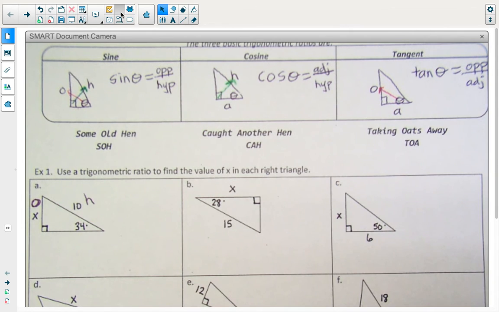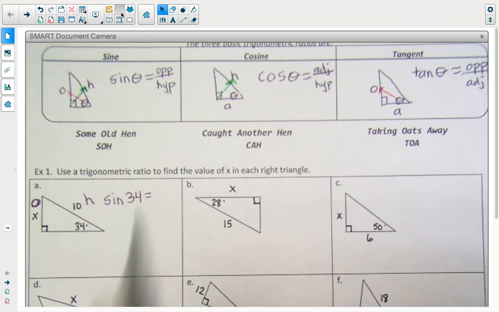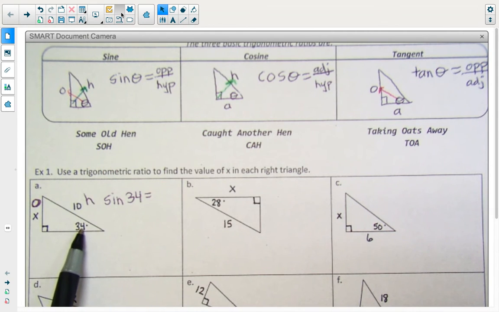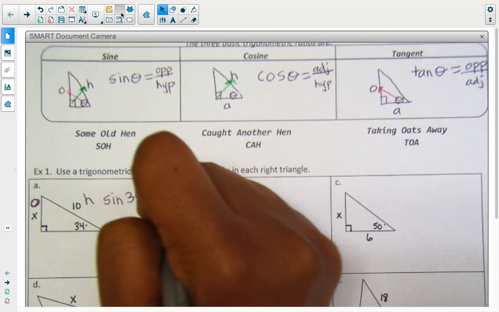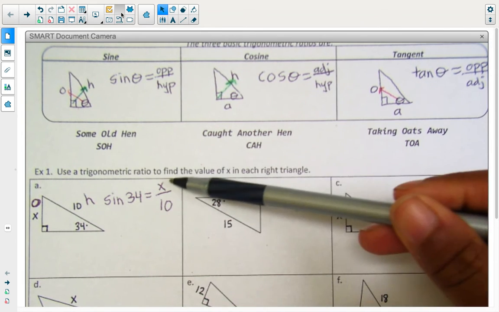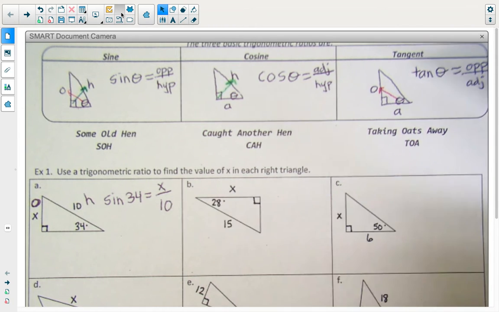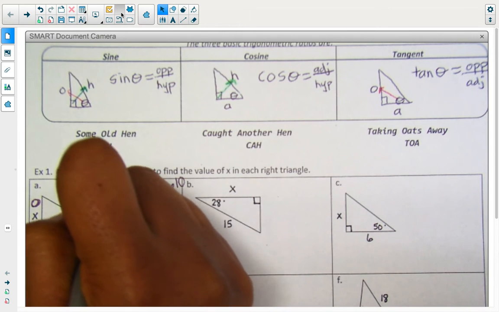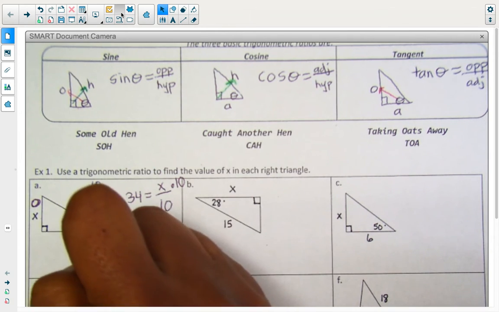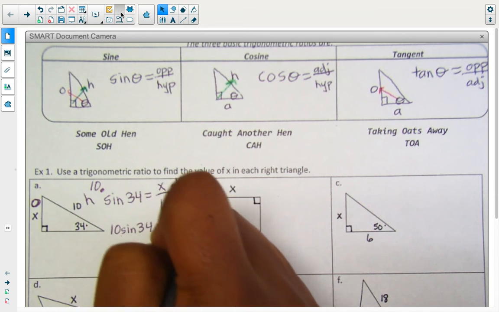So the relationship I set up is the sine of 34 degrees, because that's my angle, is equal to the opposite side, which is x, over my hypotenuse, which is 10. Now we need to solve this equation for x. The opposite of dividing by 10 is to multiply both sides by 10. That gives me 10 sine of 34 is equal to x.